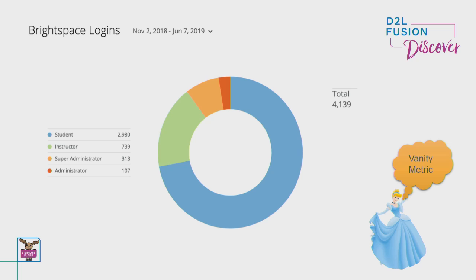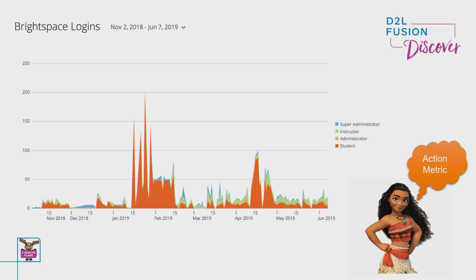First, I'd like to talk about something I call a vanity metric. Take this chart, for example. It's a pretty visual that shows you some interesting information about how people have logged in of each role over a series of months. Besides being pretty and interesting, it doesn't help me in any way to understand if there's a good or a bad thing going on or if there's an action I should take. This is a vanity metric.